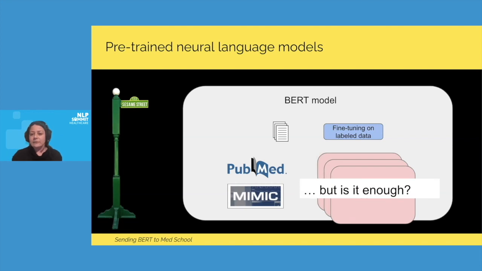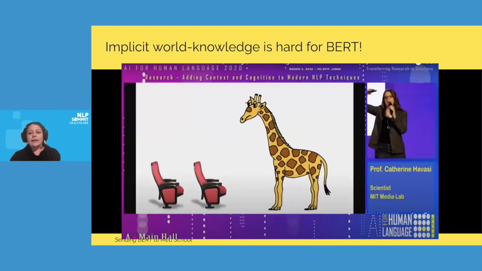But is it enough? Does just exposing BERT to more and more medical text teach BERT medicine? Or would it still be missing something? In the 2 years since BERT was published, there was a lot of research done on what it actually knows and what its blind spots are. And it turns out that although language models capture a lot of knowledge, they still have gaps with knowledge which is not explicitly stated in the text.